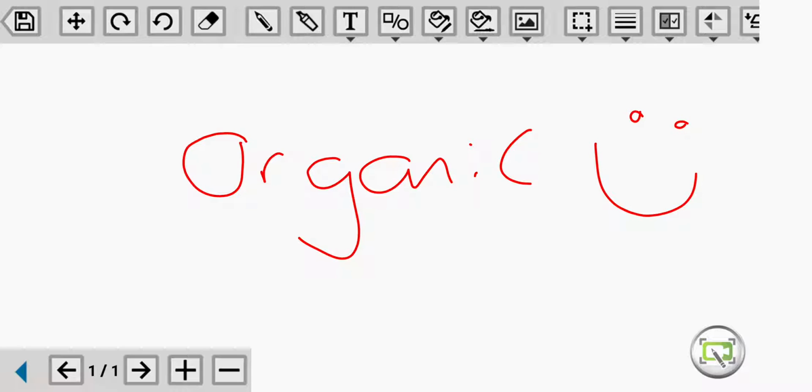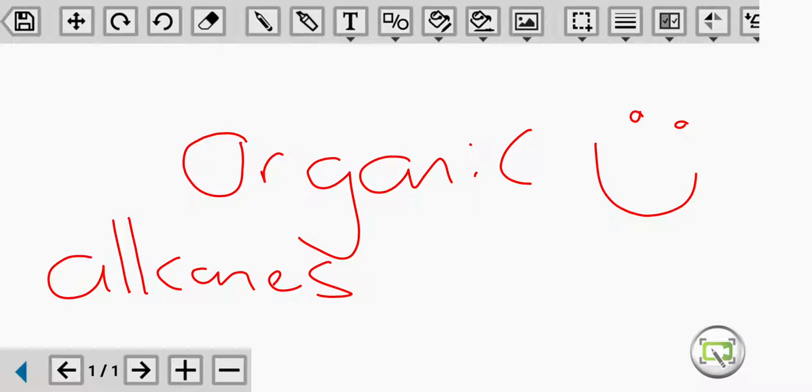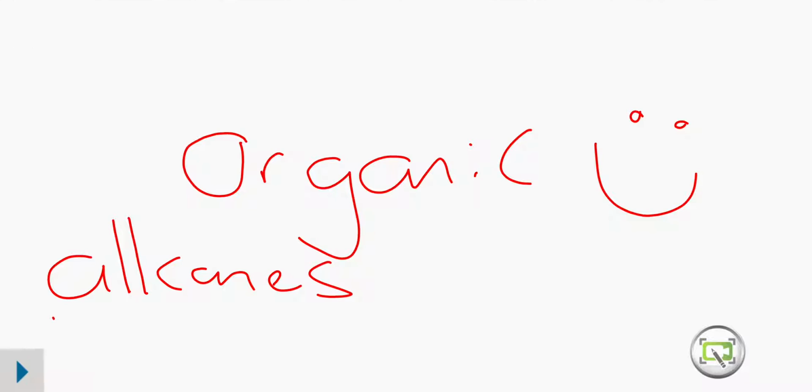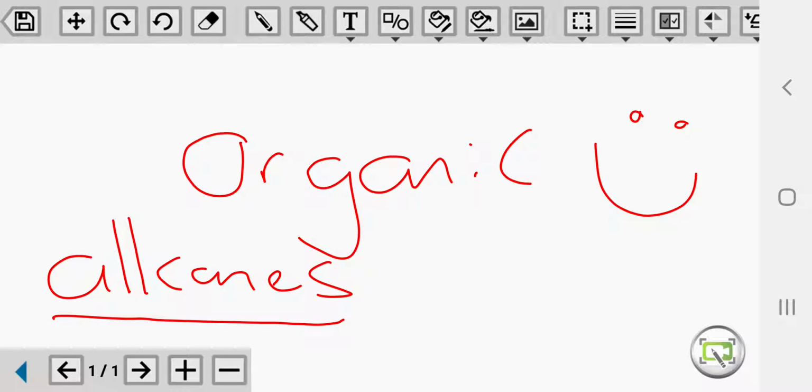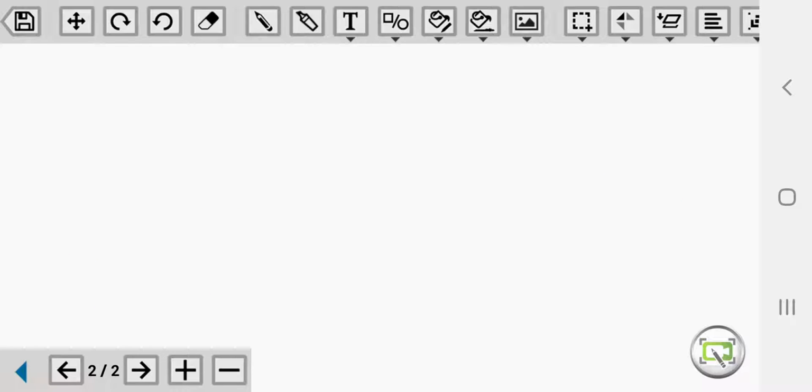In the previous lesson, we had a look at alkanes. Now just remember, organic chemistry is all about carbons and hydrocarbons. Now alkanes have single bonds between the carbons. The next homologous series we're going to have a look at will be alkenes.